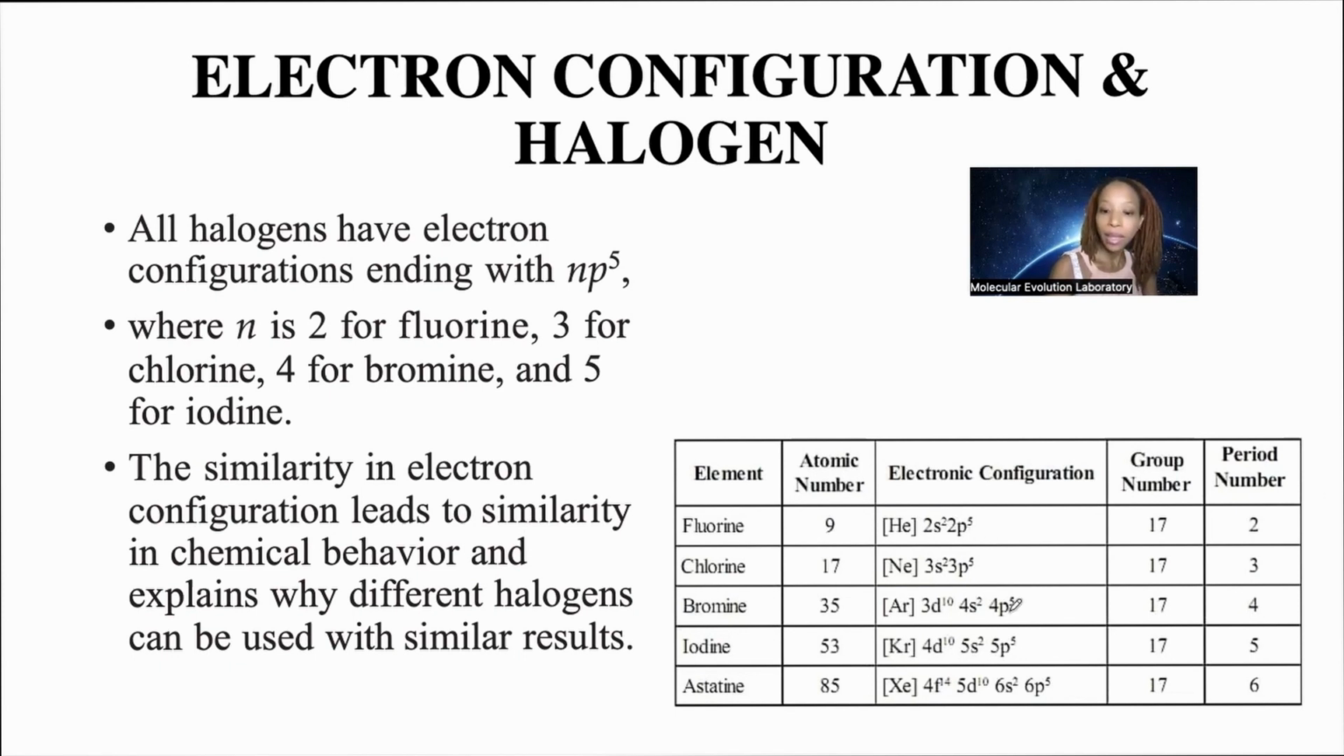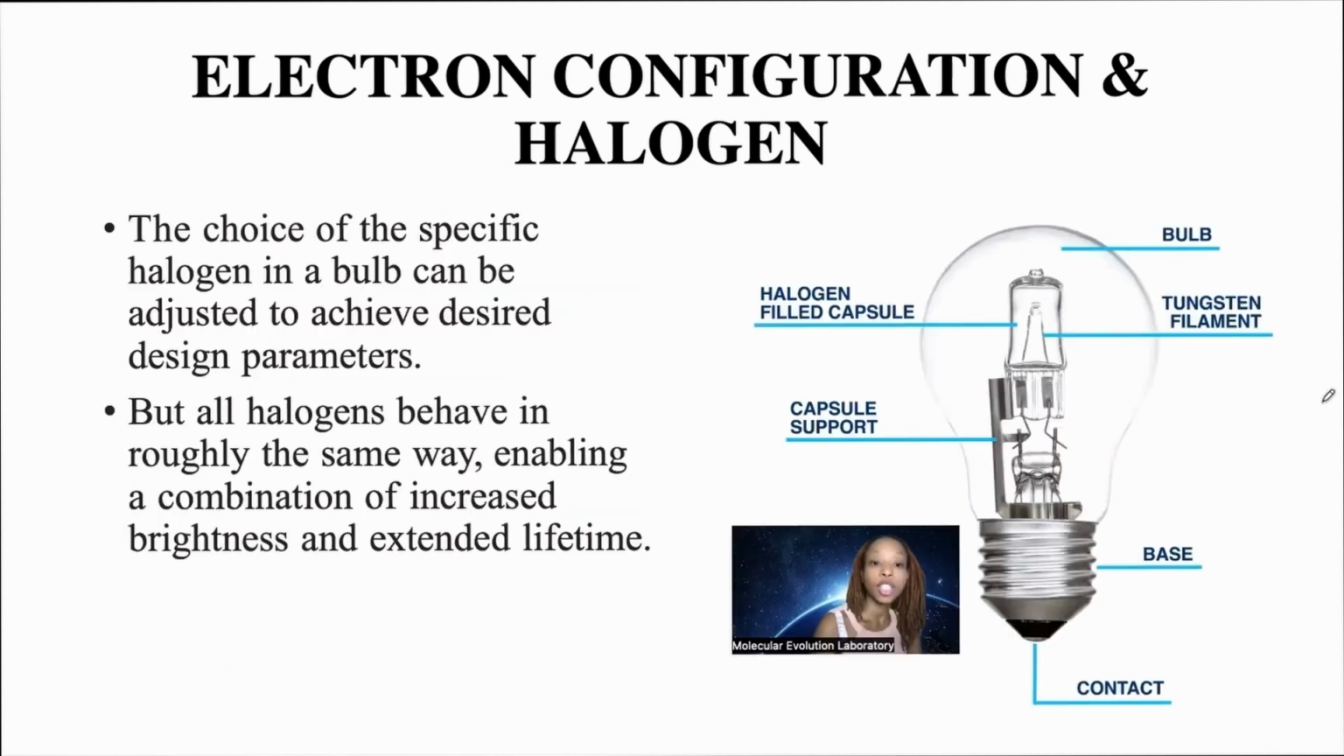So the important thing, as we mentioned before, is the configuration of the outermost or valence electrons. The choice of specific halogen in a bulb can be adjusted to achieve desired design parameters, but all halogens behave in roughly the same way, enabling a combination of increased brightness and extended lifetime.